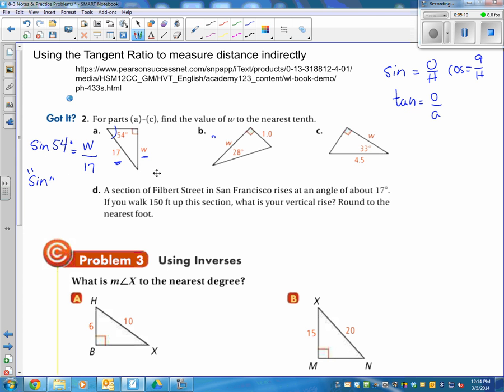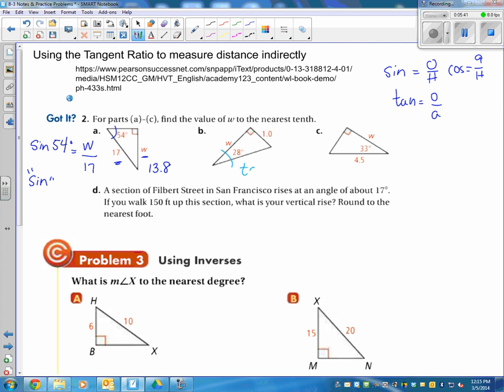And you would get a value of, let's see, I think this one becomes, if I punch it in, 13.8. Okay, so W would be 13.8. So looking at B, we're now given angle 28. We have the opposite side given, and we're looking for the adjacent side. So looking at my ratios, which ones use opposite and adjacent? And that, of course, would be tangent.